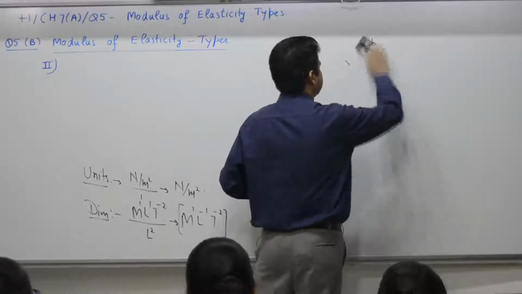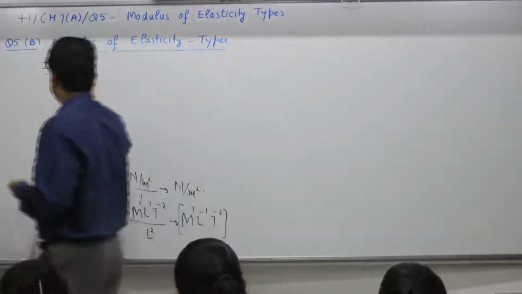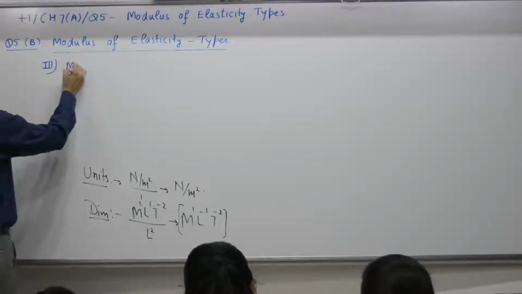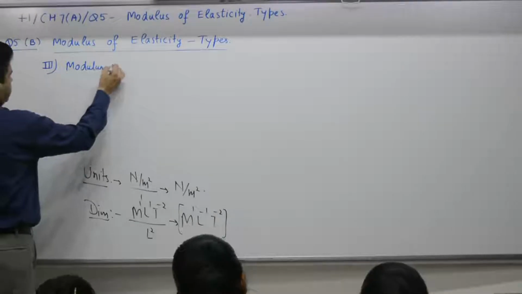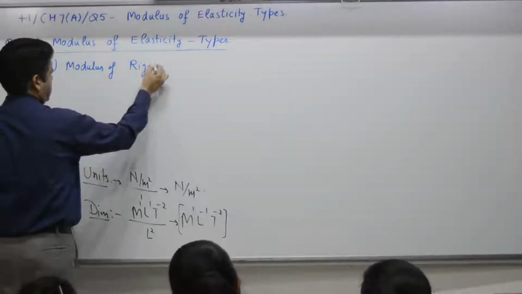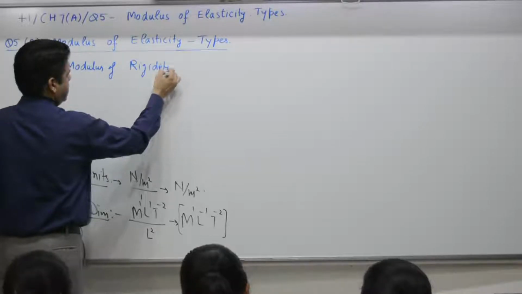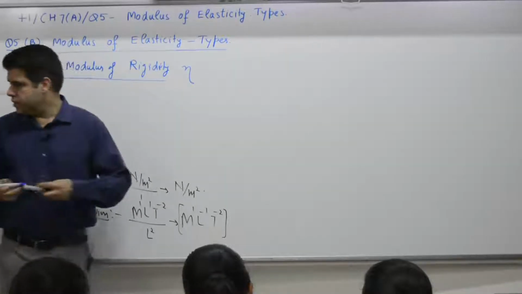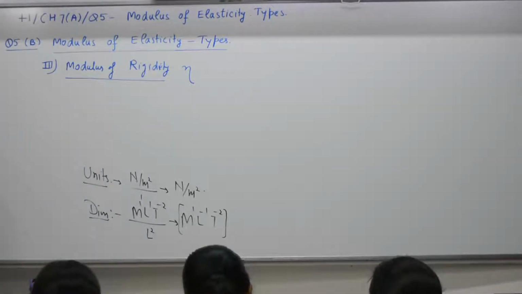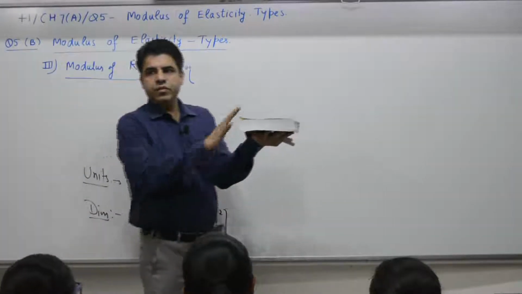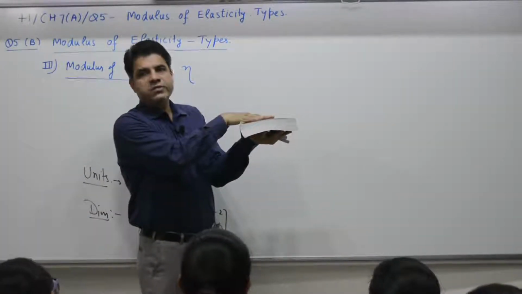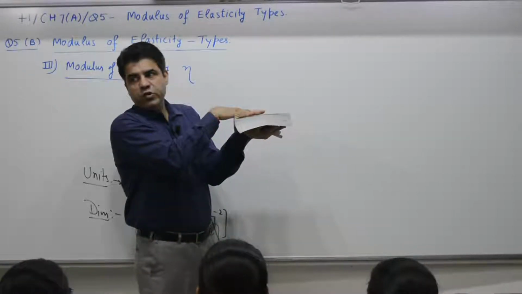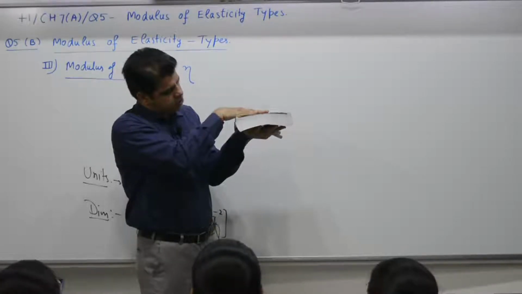Third one is what? Modulus of rigidity, eta. Application. A block, a book. You apply what type of stress? Normal or tangential? You apply force parallel to the surface, tangential.